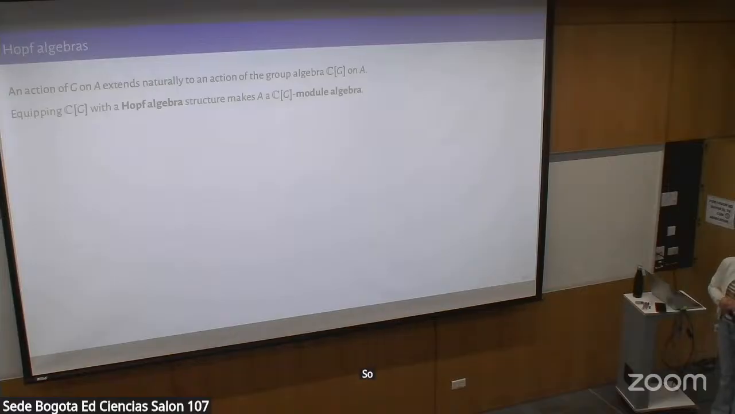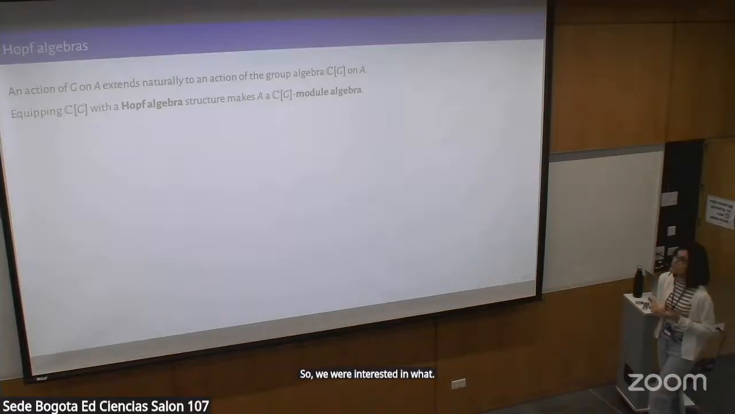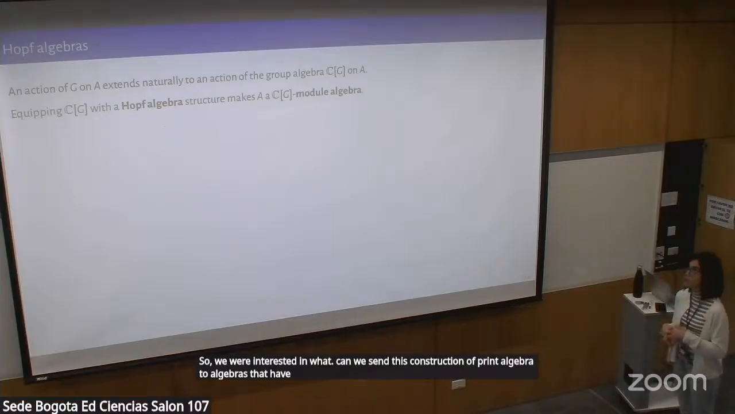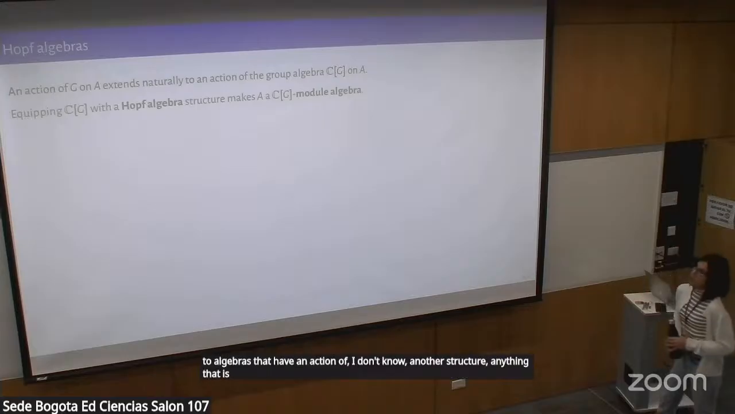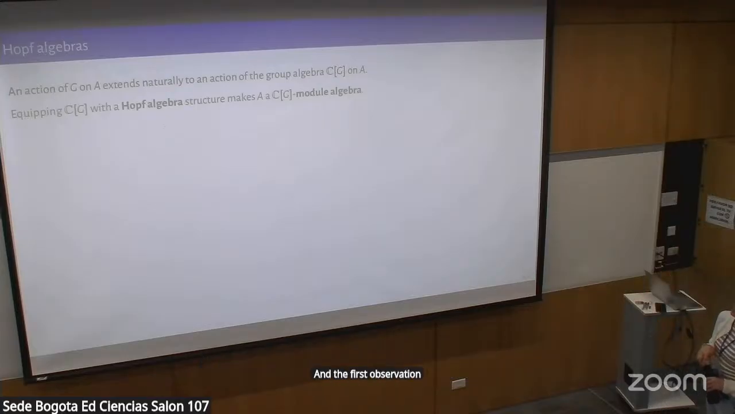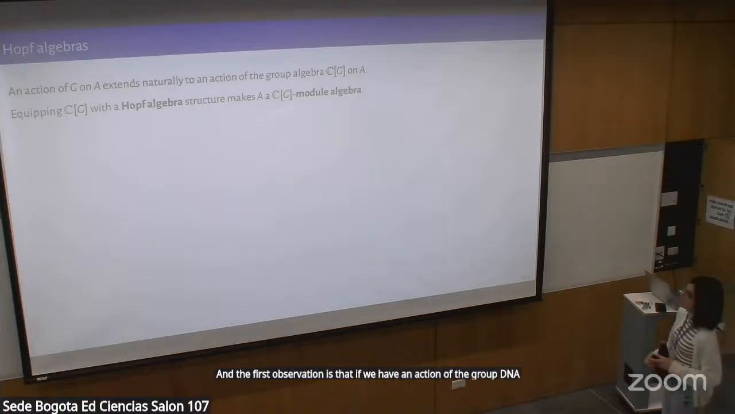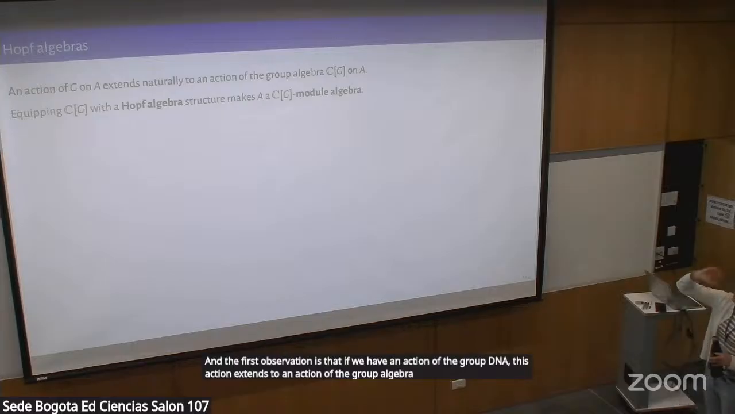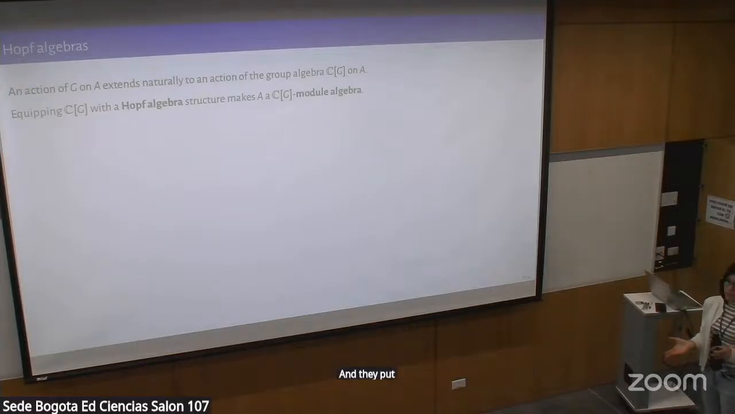So we were interested in whether we can extend this construction of induced algebra to algebras that have an action of, I don't know, another structure, anything that is not a group. And the first observation is that if we have an action of the group G on A, this action extends to an action of the group algebra on A. And the group algebra is a Hopf algebra.